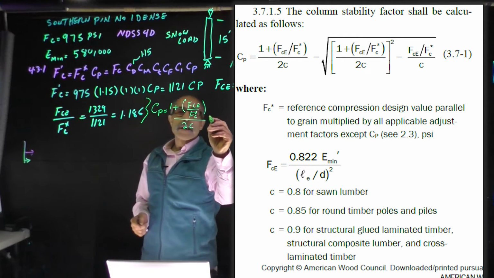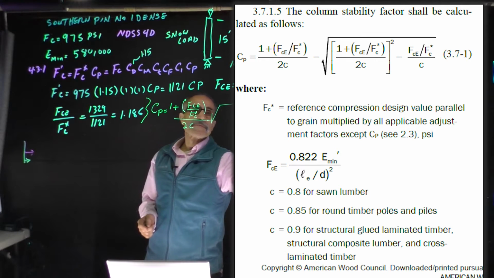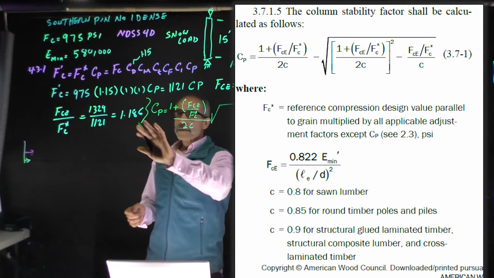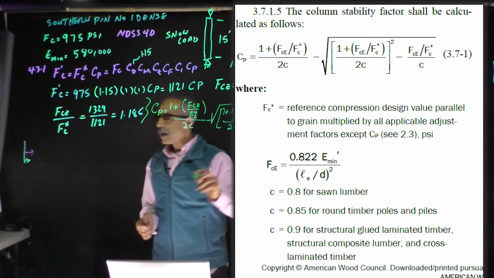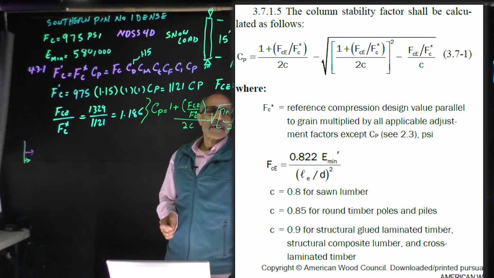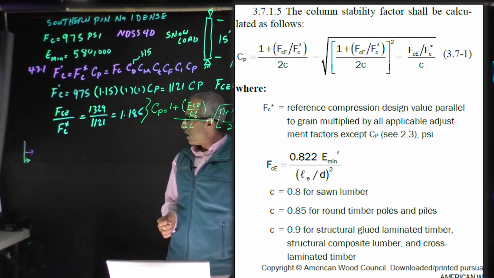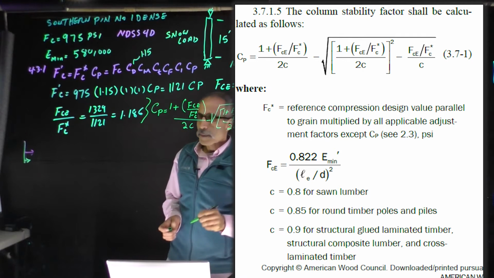And then it's going to be minus the square root of, same thing here, basically square it, 1 plus FcE divided by F*c, divided by 2c, squared, minus FcE divided by F*c, and the whole thing divided by c. Okay?